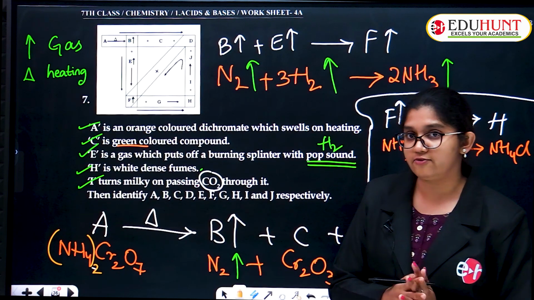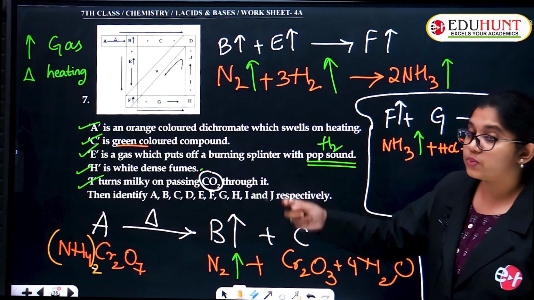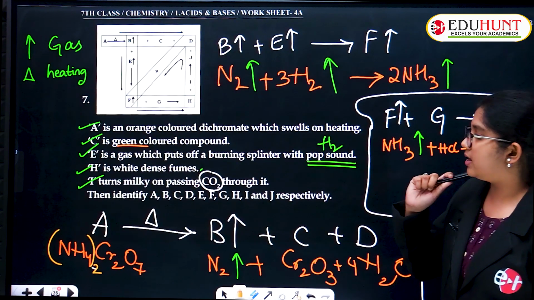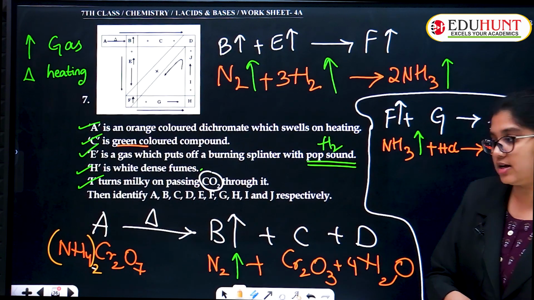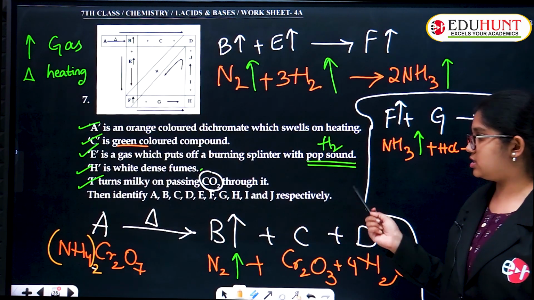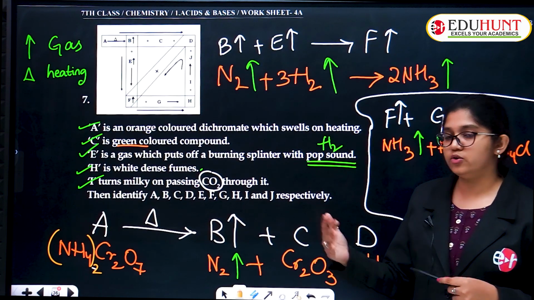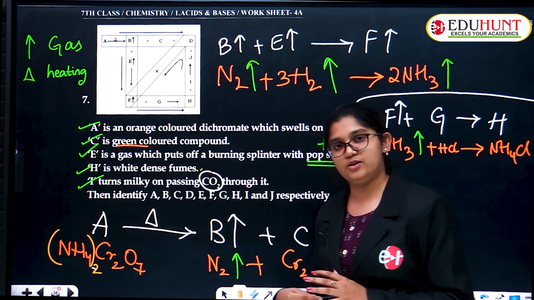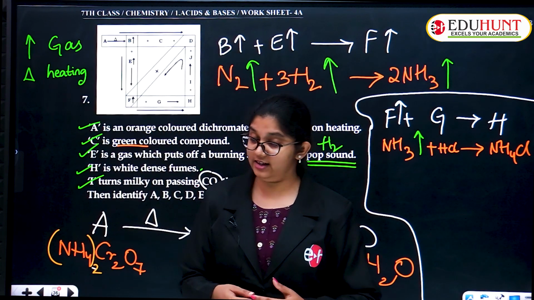Blue colored copper sulfate solutions and all. Here we have dichromate and green colored compounds, and we have white dense fumes, and something which turns milky on passing carbon dioxide gas. All these things we have to find out by practicing, and when you know this, note it down. Note the points and it will help you in future bits. Okay, this is all about the 7 bits from the worksheet 4A mains model.